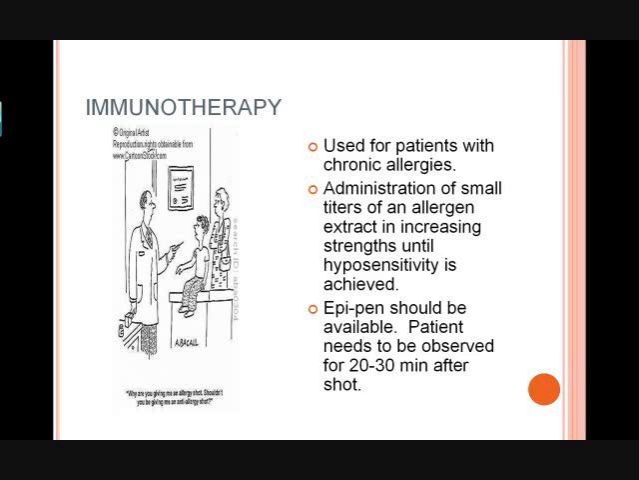Immunotherapy. Used for patients with chronic allergies. Administration of small titers of an allergen extract in increasing strength until hyposensitivity is achieved. When this administration is occurring, an EpiPen should be available. And 20 to 30 minutes after the injections of the allergen, the patient needs to be observed, just for anaphylactic response.